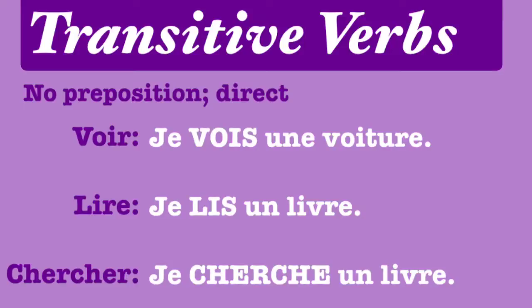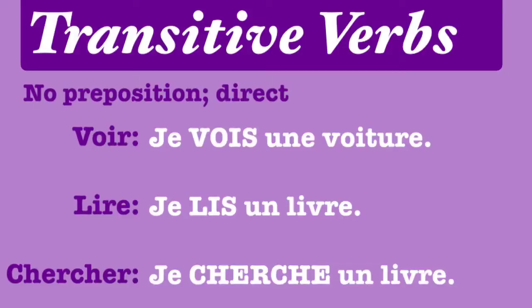Lire, which means to read, works in the same way, and it's transitive in both English and French. If I want to say, for example, I'm reading a book, there's no preposition involved. I'm not reading at the book, I'm not reading under a book, I'm simply reading a book. I'm performing an action directly on the book, and it works the same way in French. Je lis un livre. I'm reading a book.